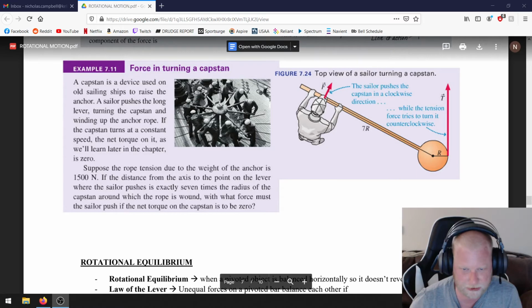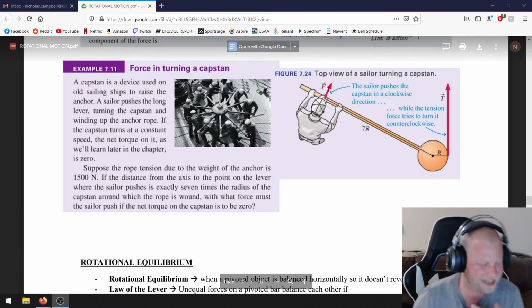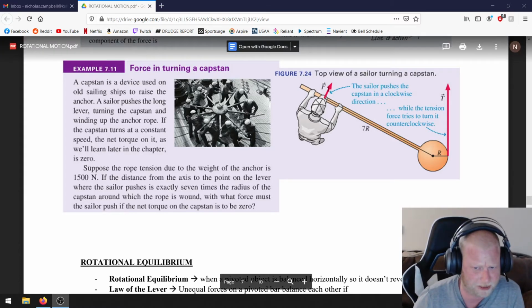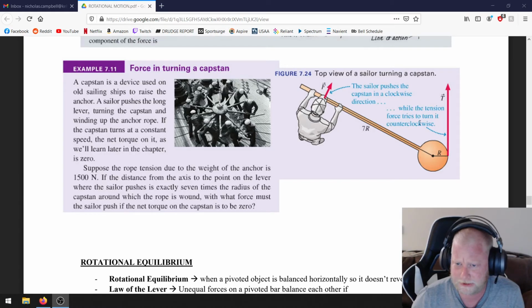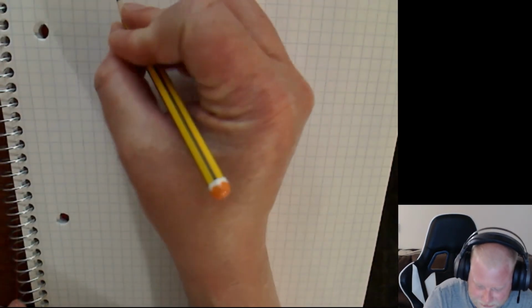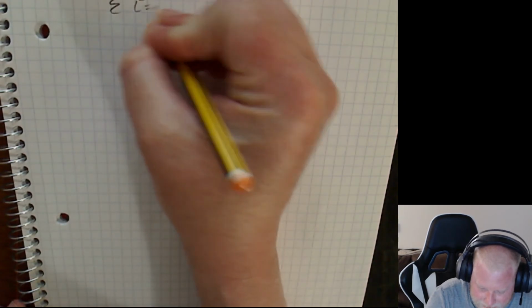Now notice, we don't have to worry about angles at all in this case. Generally speaking, most of the time you don't have to worry about an angle, because they're going to give you a force that is perpendicular to the radial line to begin with. So we want to know how much force he needs to apply in order to rotate this at a constant velocity. In this case, we're told that the net torque is 0.